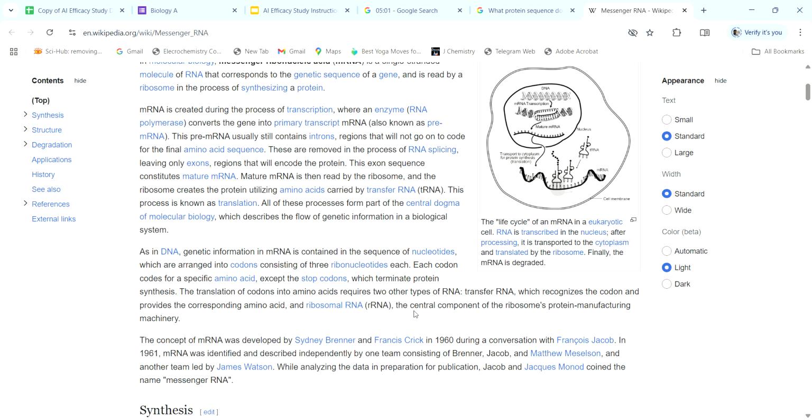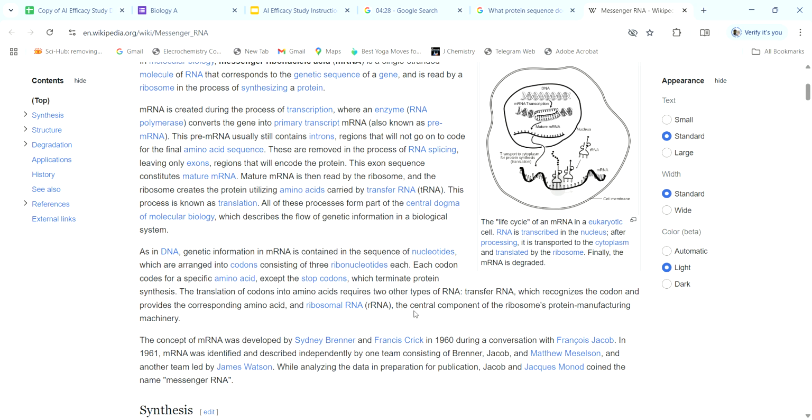This exon sequence constitutes mature mRNA. Mature mRNA is then read by the ribosome, and the ribosome creates the protein utilizing amino acids carried by tRNA. This process is known as translation. All of these processes form part of the central dogma of molecular biology, which describes the flow of genetic information in a biological system.